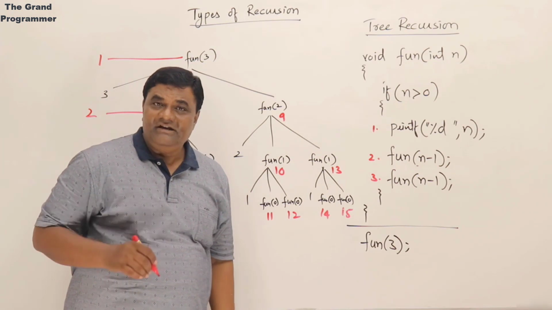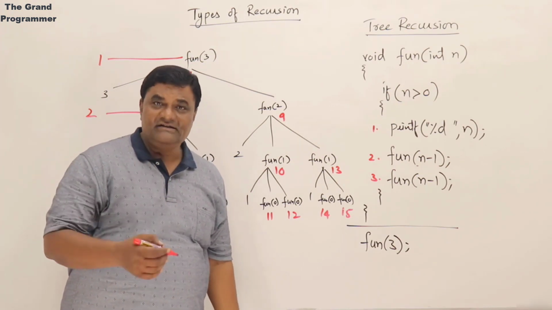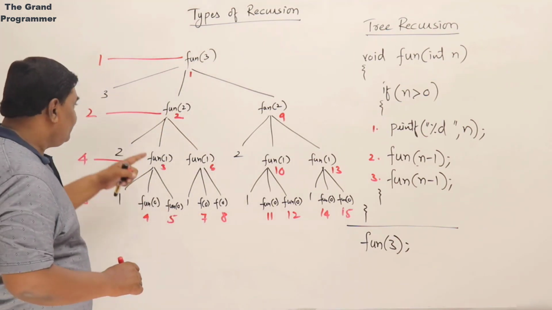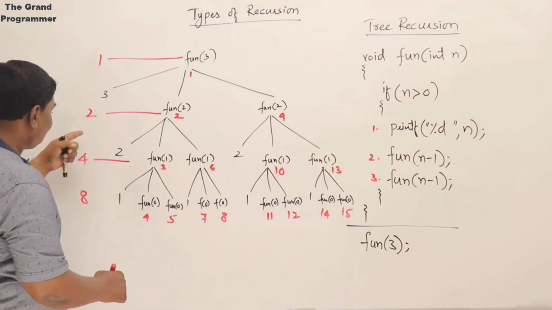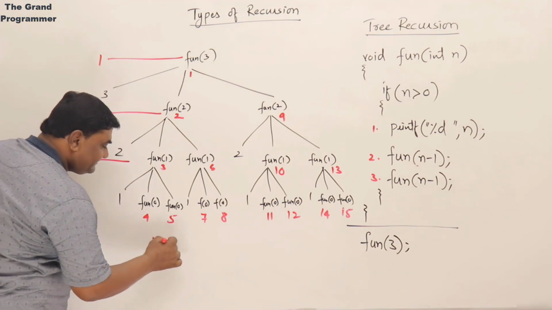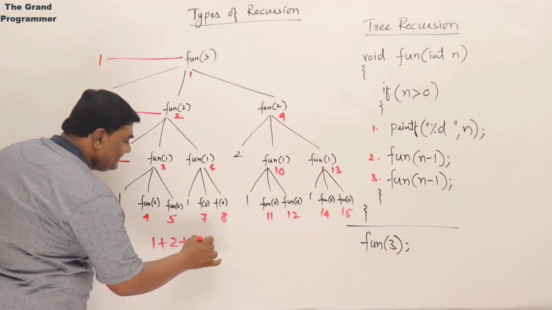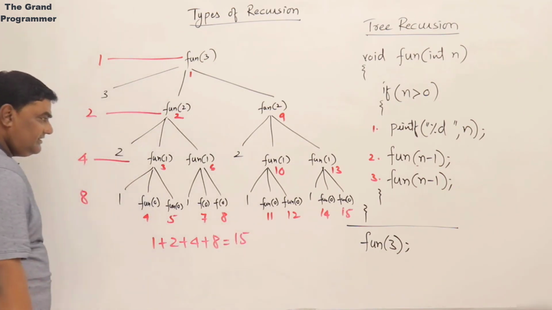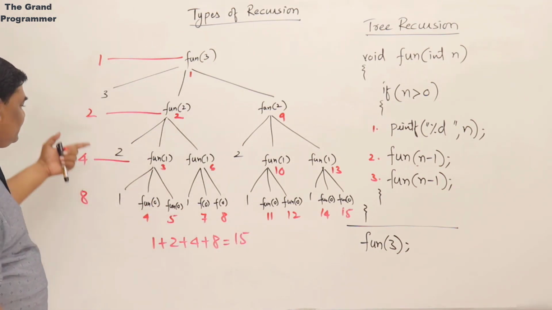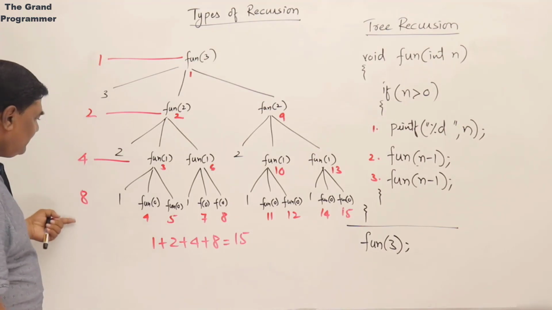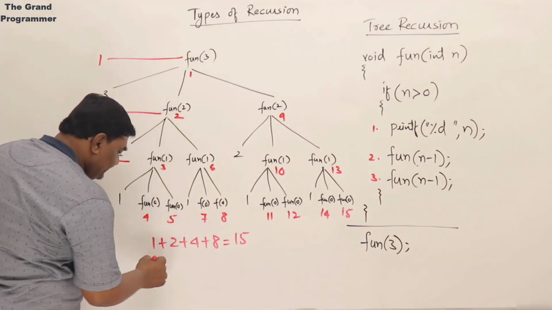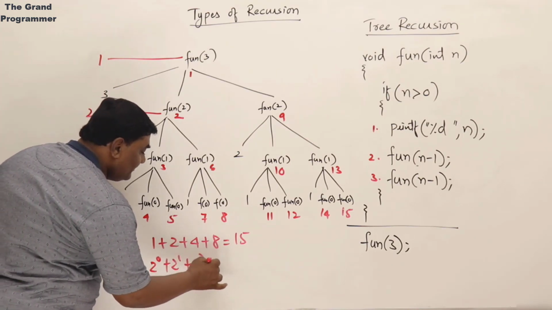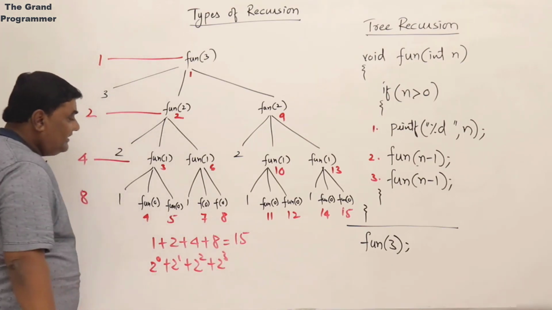Then how many calls may it have? So let us analyze this one. So for any value of n, how many calls will it be? So let us sum up all these. So I will take the sum of all those. 1 plus 2 plus 4 plus 8. This is total 15. Yes, we know this. Count all of them, that is 15, or you add all these, you get 15. So this is nothing but 2 power 0 plus 2 power 1 plus 2 power 2 plus 2 power 3.